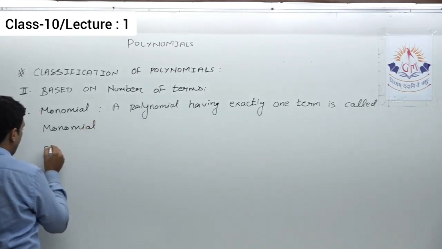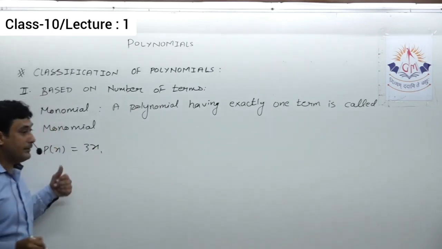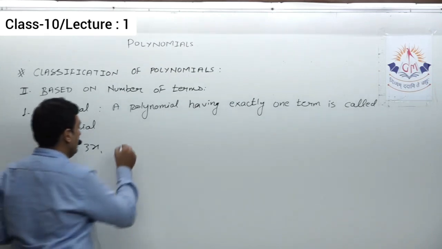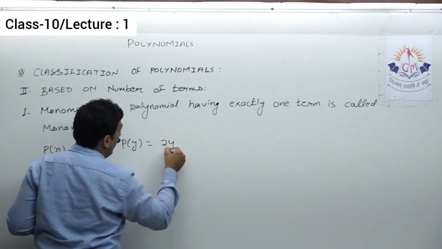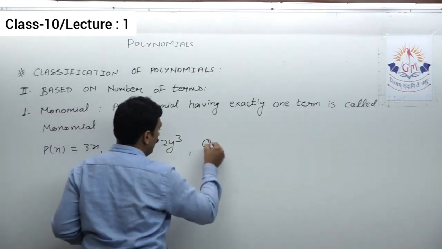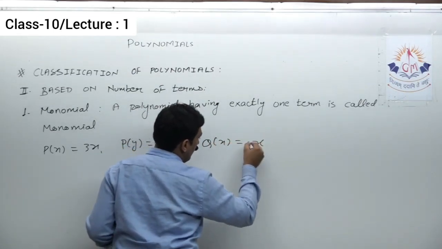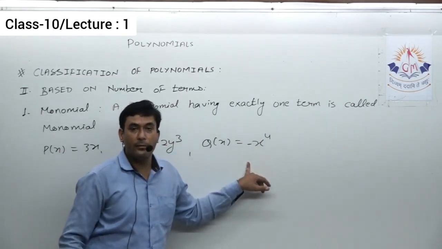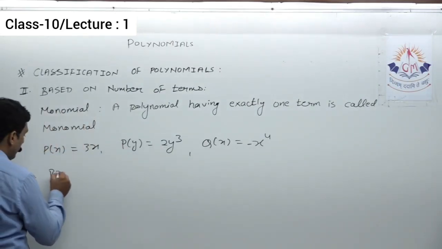Okay, for example, I can write p(x) is equal to 3x. I can say it's a linear monomial. It's a linear polynomial as well as a monomial. I can write p(y) is equal to 2y cube. It's a cubic monomial. Okay, if I write q(x) is equal to minus x raised to 4, it's a biquadratic monomial. Okay, then after this, binomial.